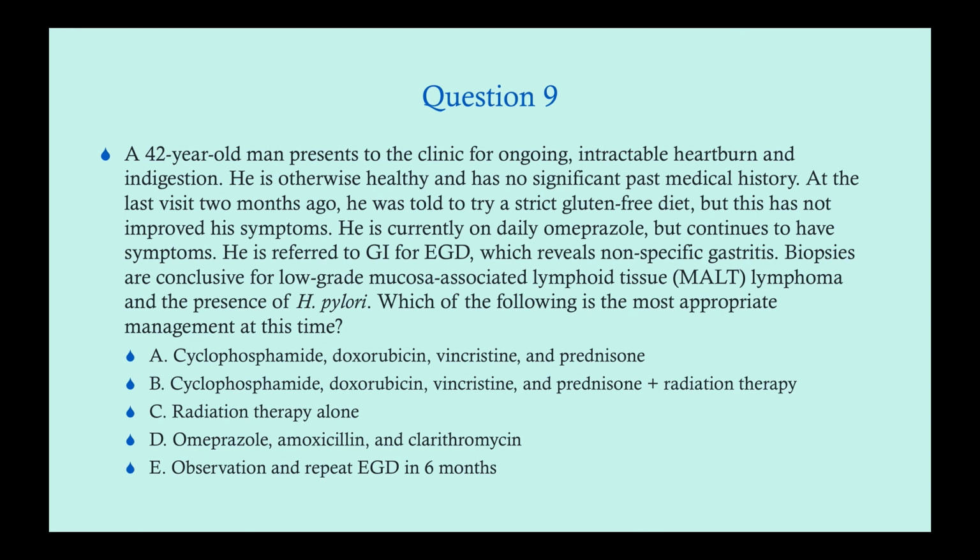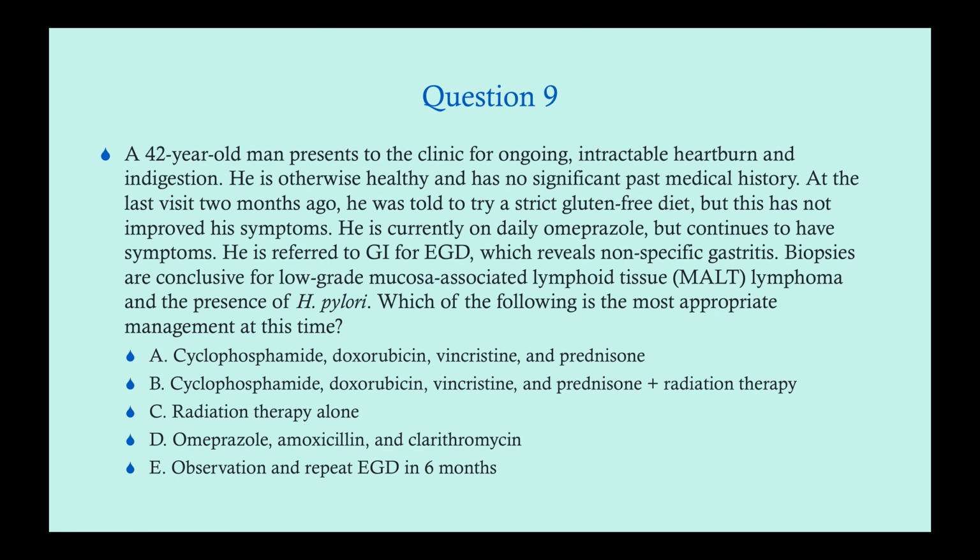Question 9, we have a 42-year-old man presenting to the clinic for ongoing intractable heartburn and indigestion. He's otherwise healthy and has no significant past medical history. At the last visit 2 months ago, he was told to try a strict gluten-free diet, but this has not improved his symptoms. He's currently on daily omeprazole, but continues to have symptoms. He is referred to a gastroenterologist for an EGD, which reveals nonspecific gastritis.